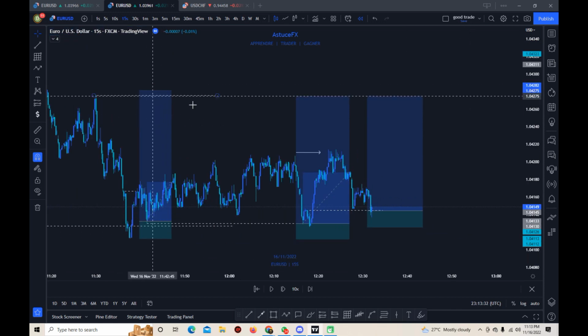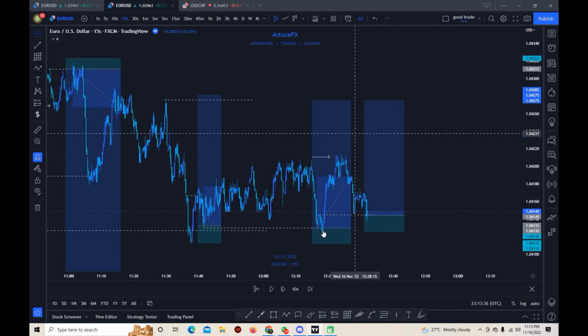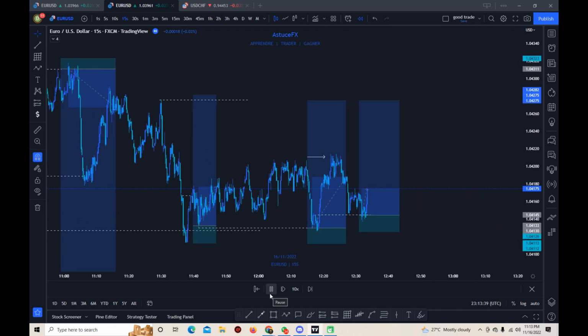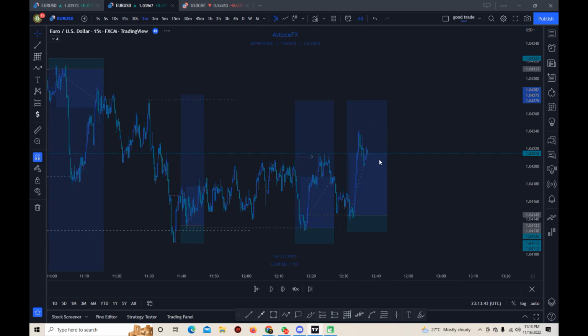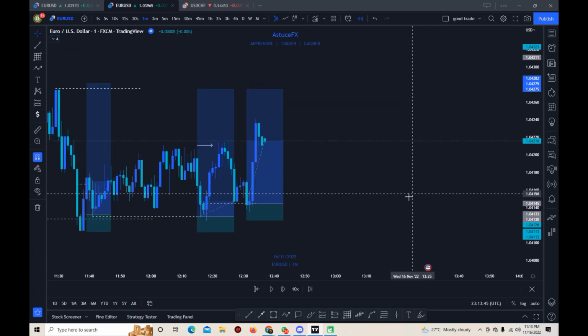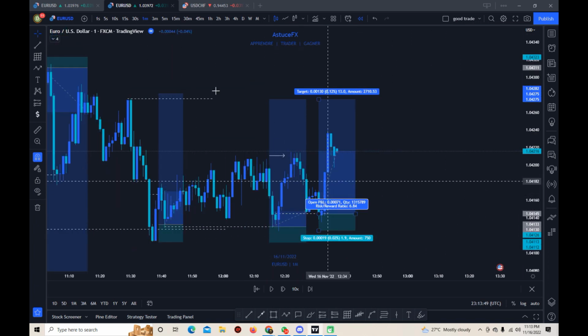Once price hits here, I take 99% off. I don't take full position unless I get the sell setup. If I get the sell setup, then I take the sell setup. So this was the buy, and I go back to the 1 minute. Yeah, these are the three buys I got: 7R, 8R, and 6R.